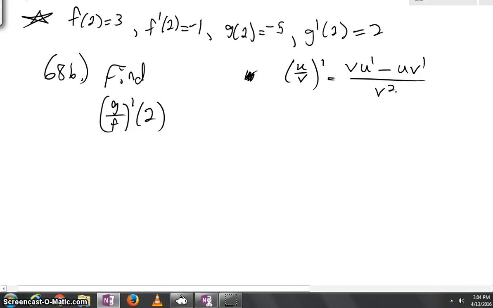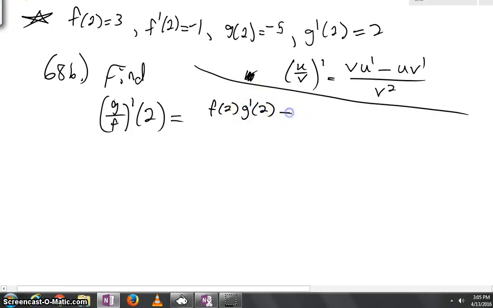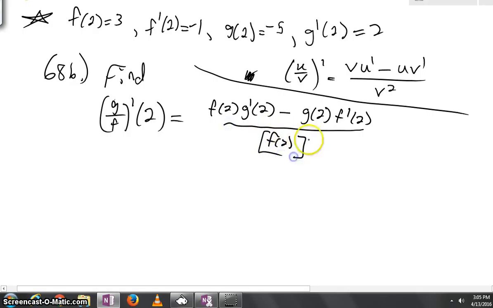Sometimes kids look at that and they'll be thinking, well, okay, how's that supposed to help me? Well, the derivative of this is low, plugging in a 2, D high, derivative of the high, plugging in a 2, minus high, which is G, plug in a 2, D low, oh, that's F prime of 2, all over low squared. Guys, the problem's virtually done for you.